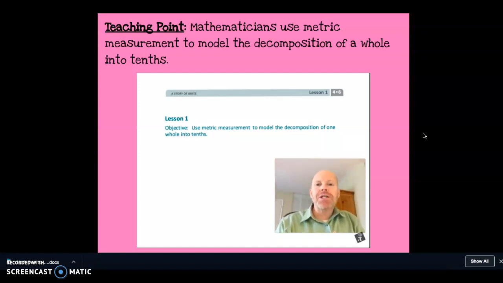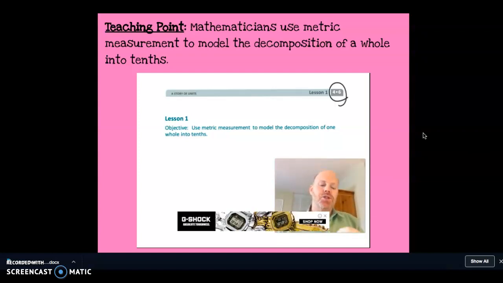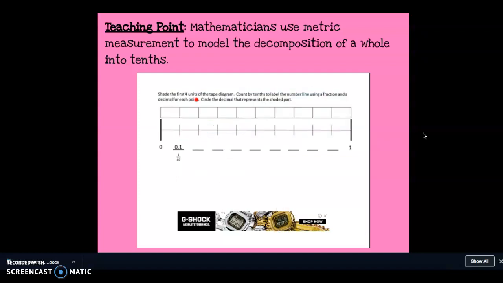All right, this is fourth grade, Module 6, Lesson 1, and in this lesson, students are going to be using the metric measurement system to connect the decimals, tenths, with the fractions, tenths. So let's get started. So what we've got here is this tape diagram broken up into 10 pieces, 1, 2, 3, 4, 5, 6, 7, 8, 9, 10. And we're going to count by tenths, and we're going to label each of these pieces using a fraction and a decimal.